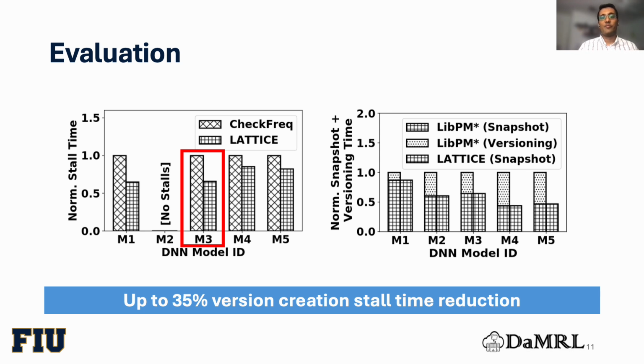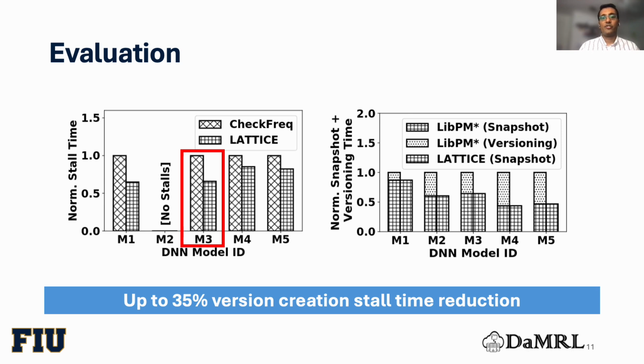So we started our experiments by measuring training stall reduction of Lattice. And in our experiments, Lattice can reduce training stalls due to version creation operations up to 35% when we compared with CheckFreq, as you can see on the left figure highlighted in red. The x-axis are models tested and y-axis is latency. So the lower the better on the y-axis.